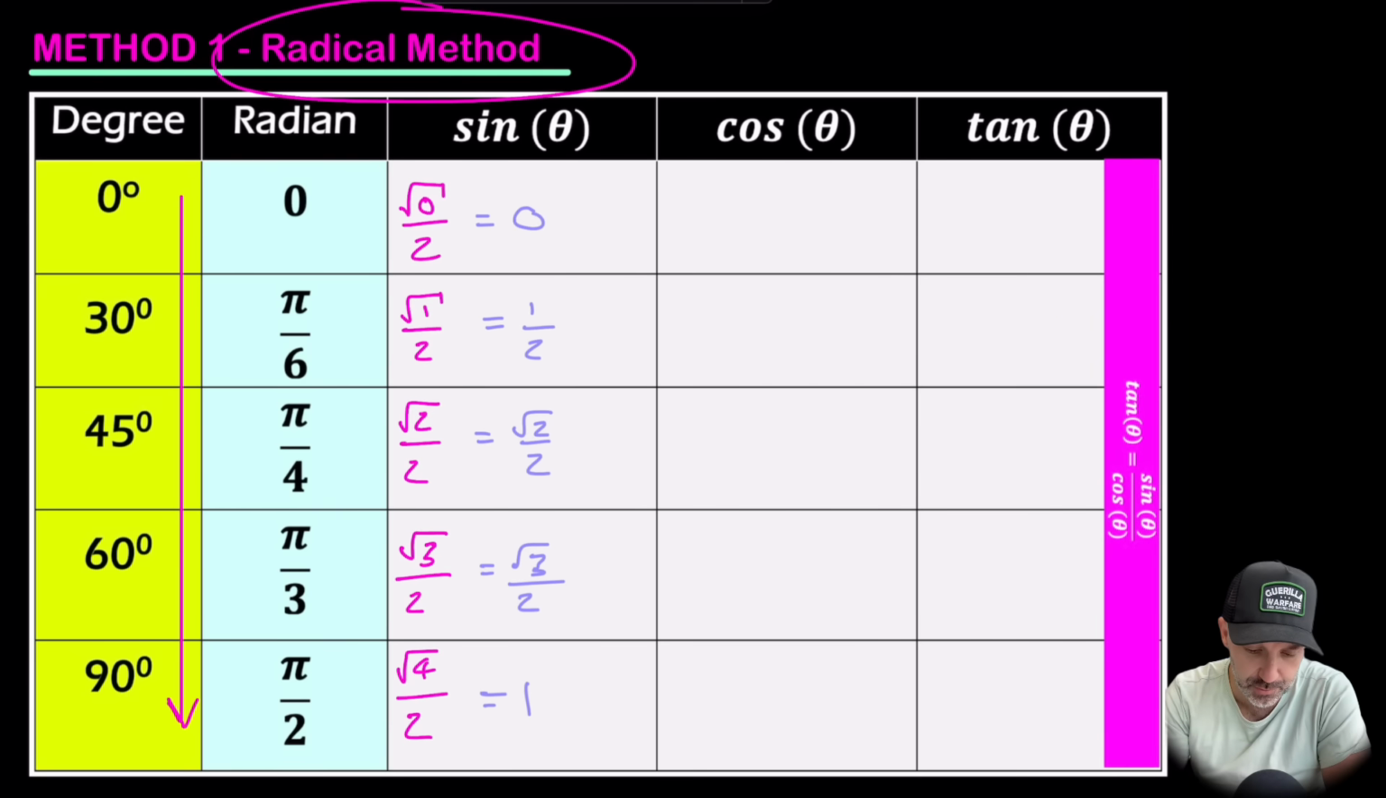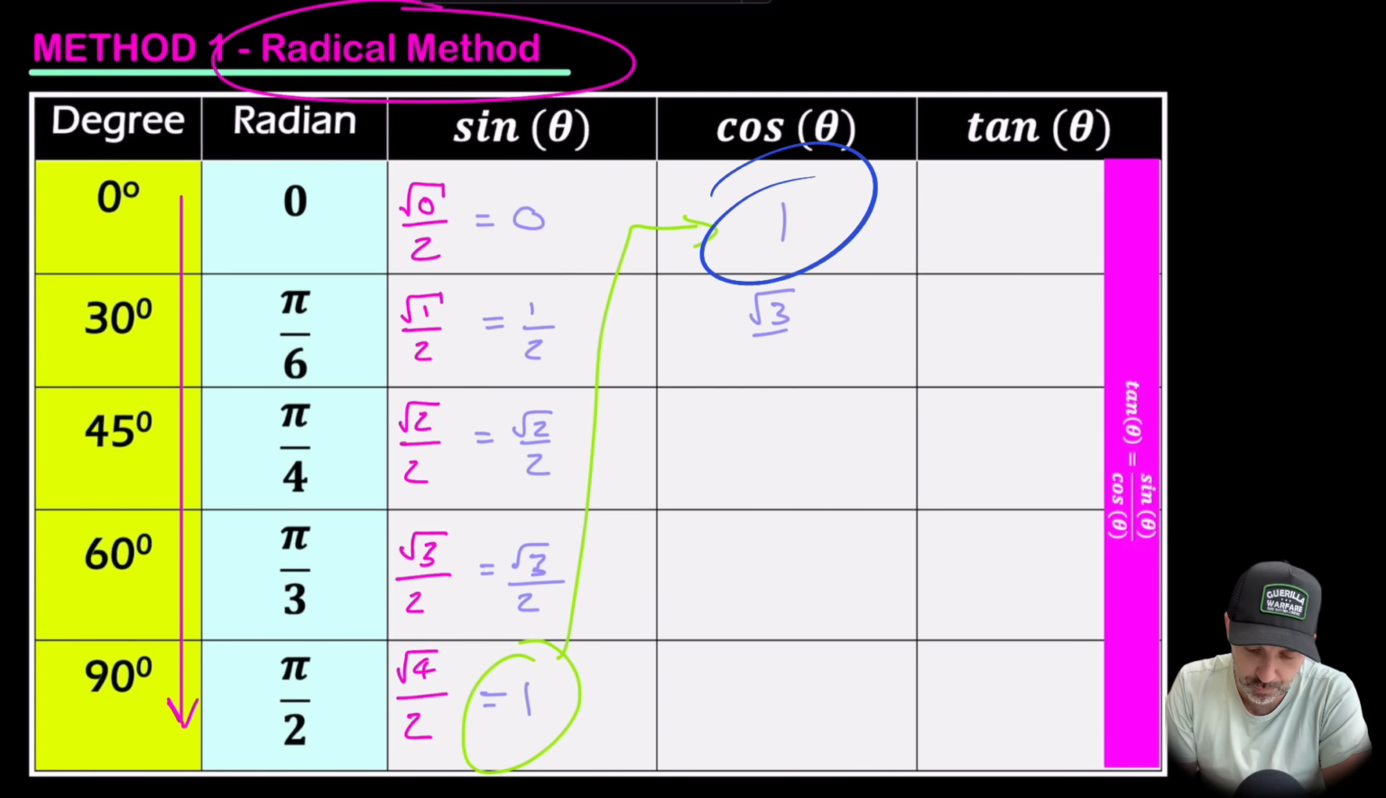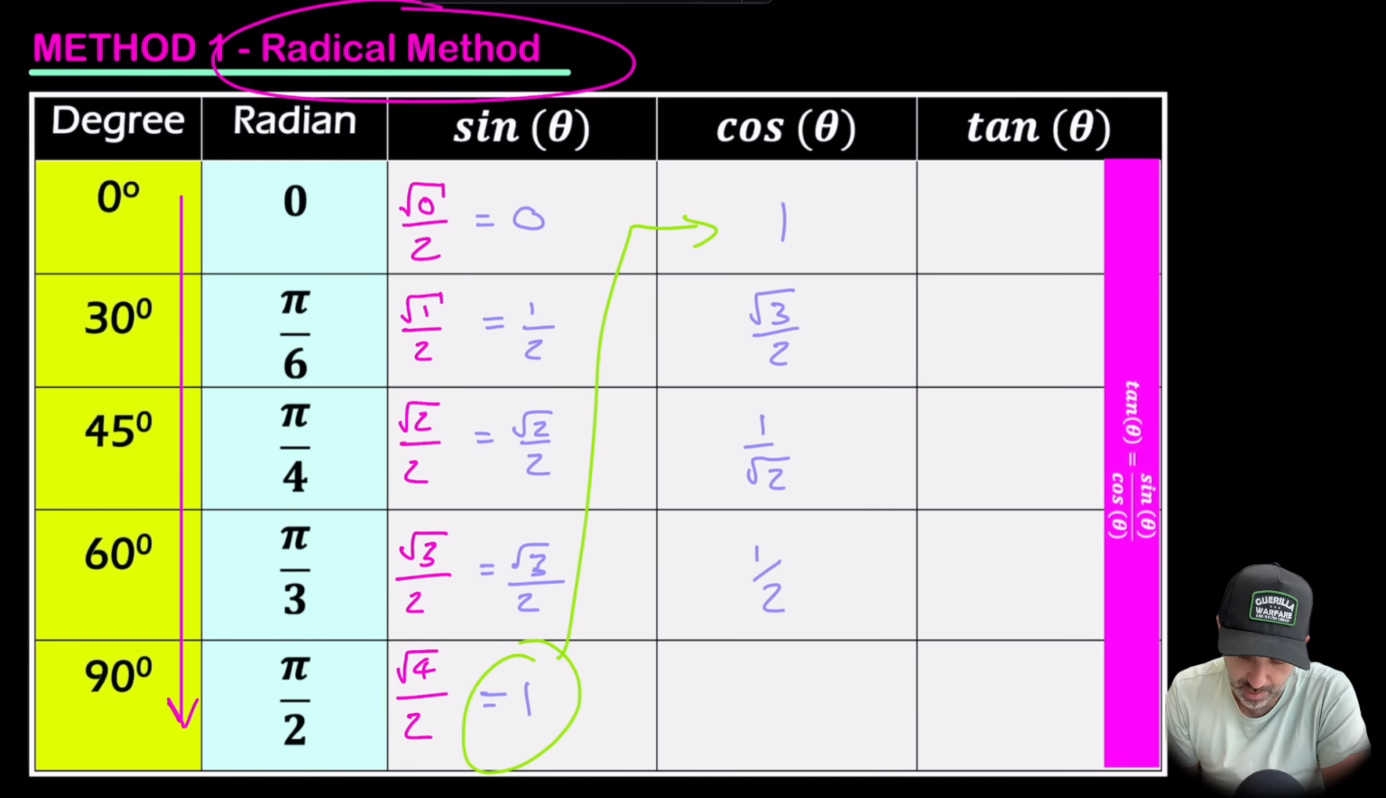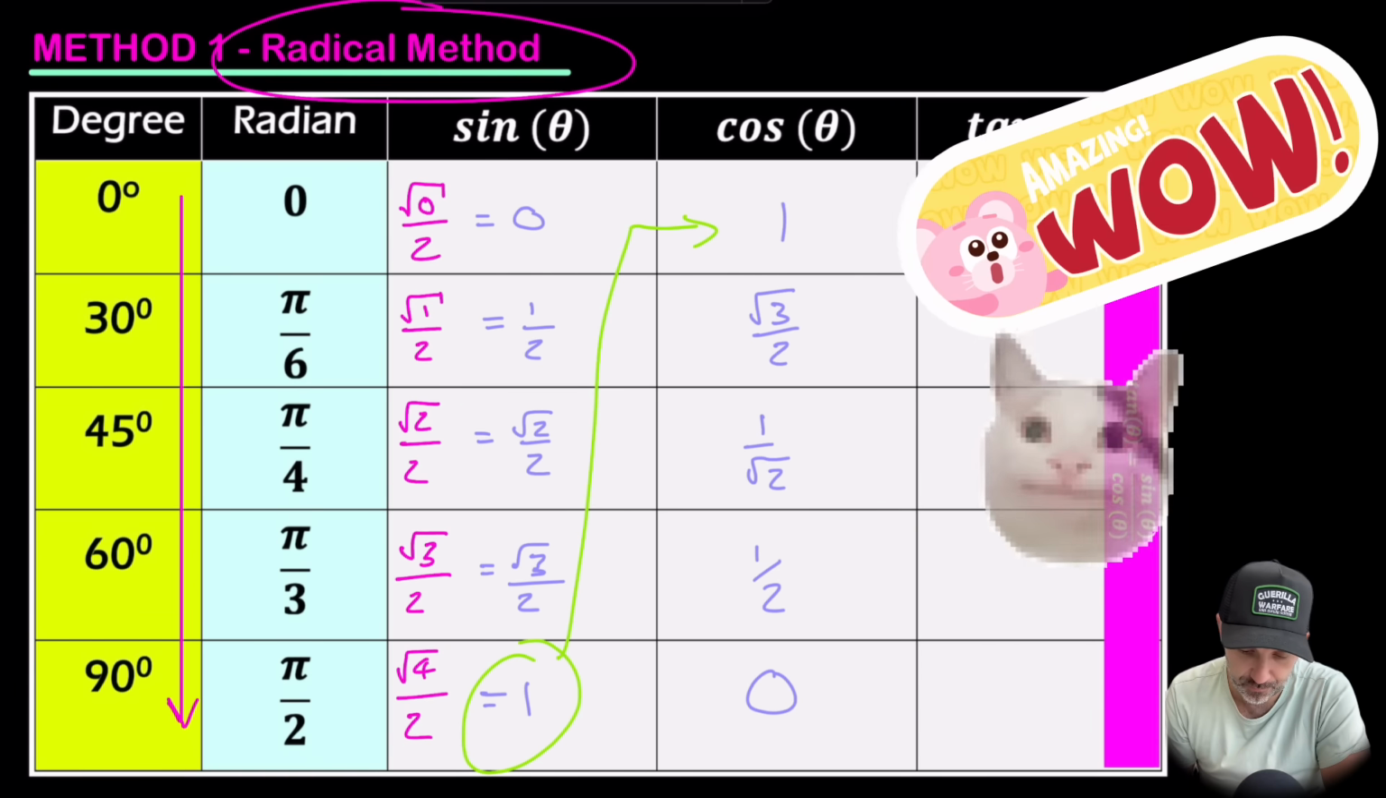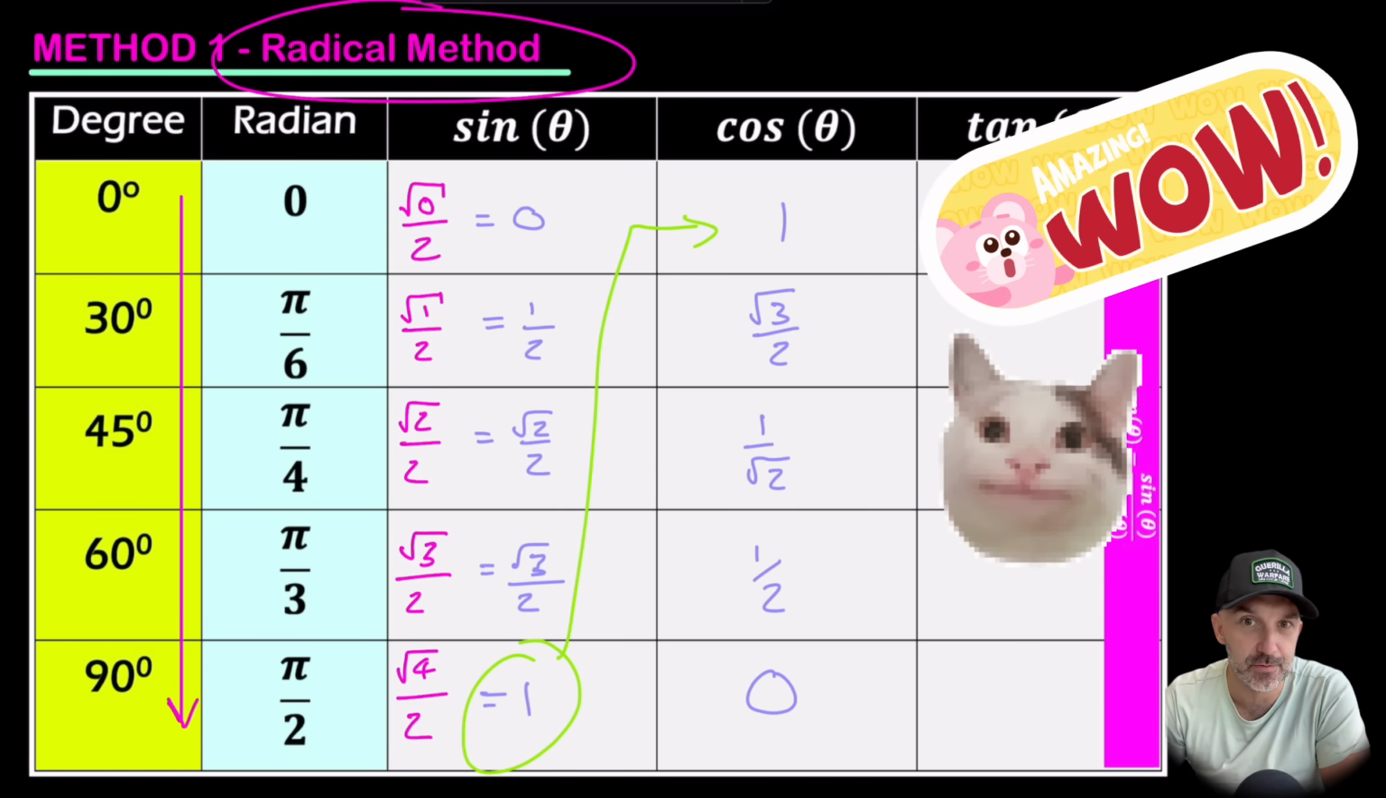Now, all you have to do is just repeat those same numbers, but going backwards. So we're going to start up here with 1, and then root 3 over 2, and then 1 over root 2, half, and 0. And now we have found all the exact values for sine and cos.